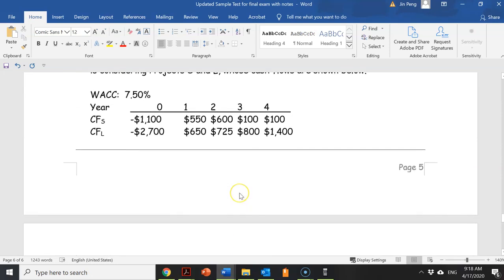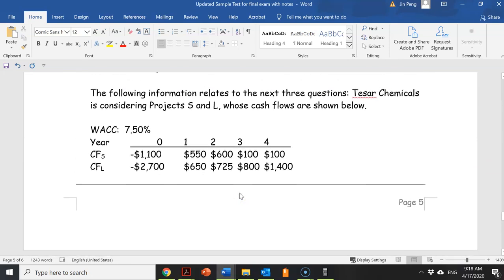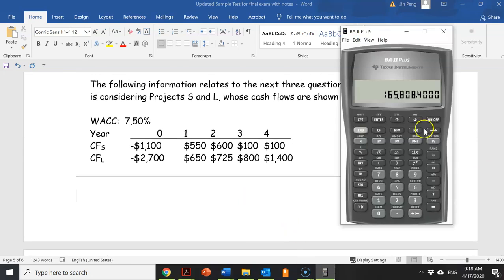Okay, so let me work on this on the financial calculator. Let me first work on project S. I go to the cash flow function. Cash flow 0 should be negative 1100. Enter. Down button. Cash flow 1 should be 550.